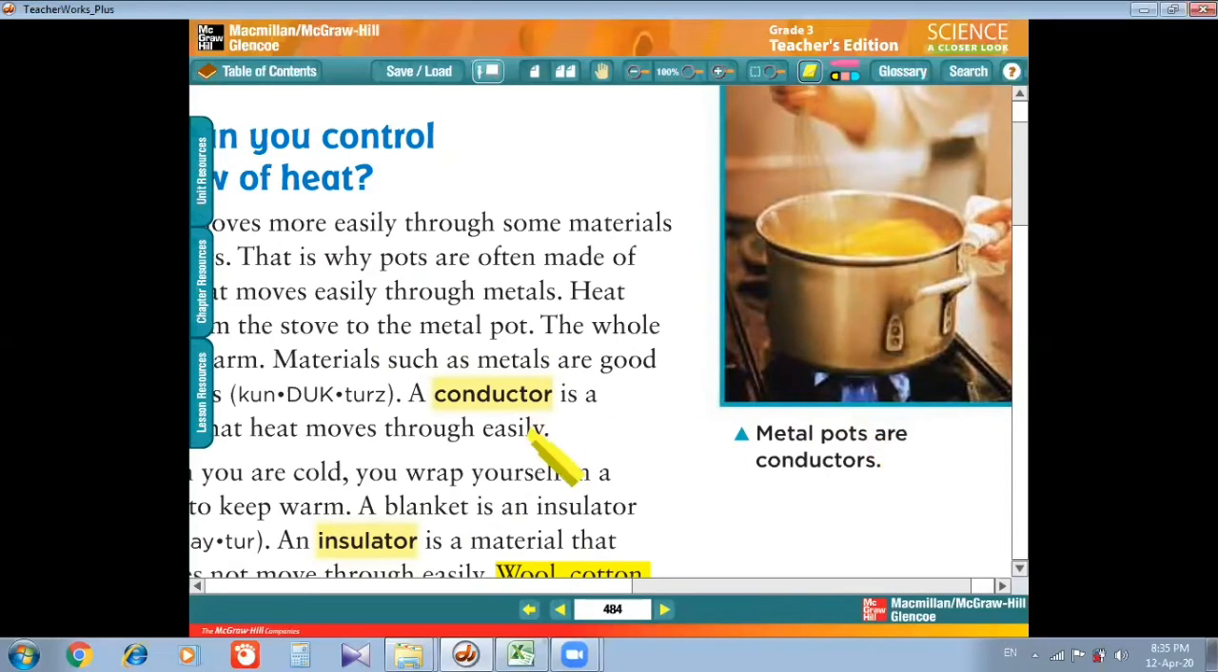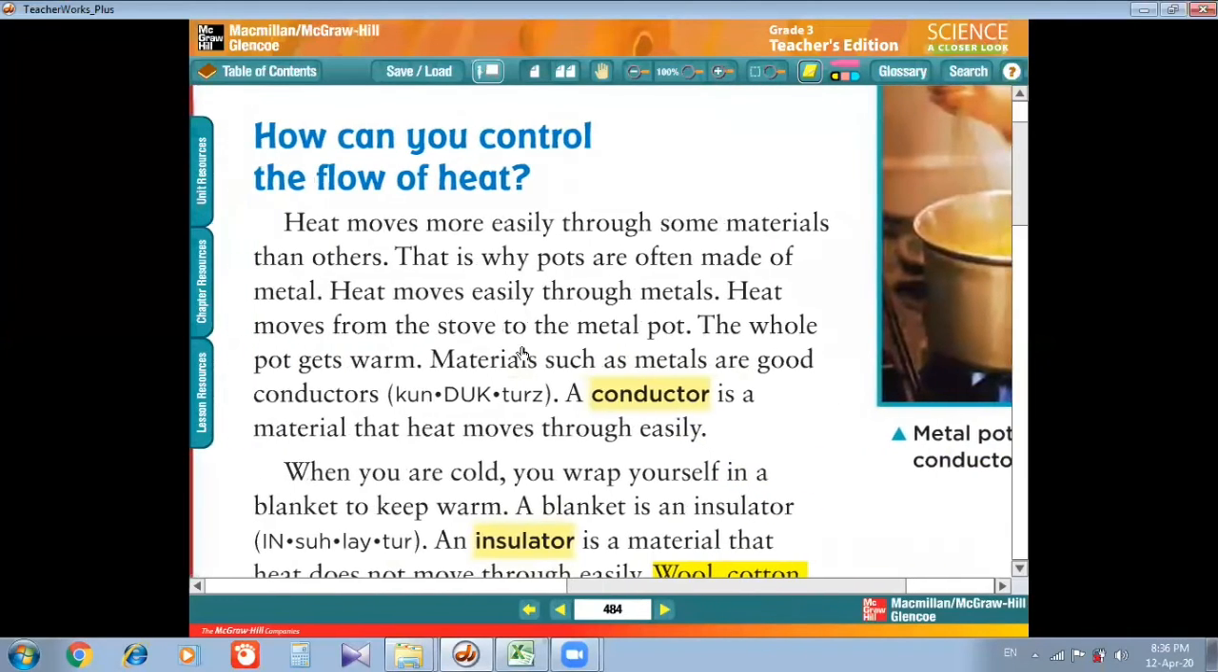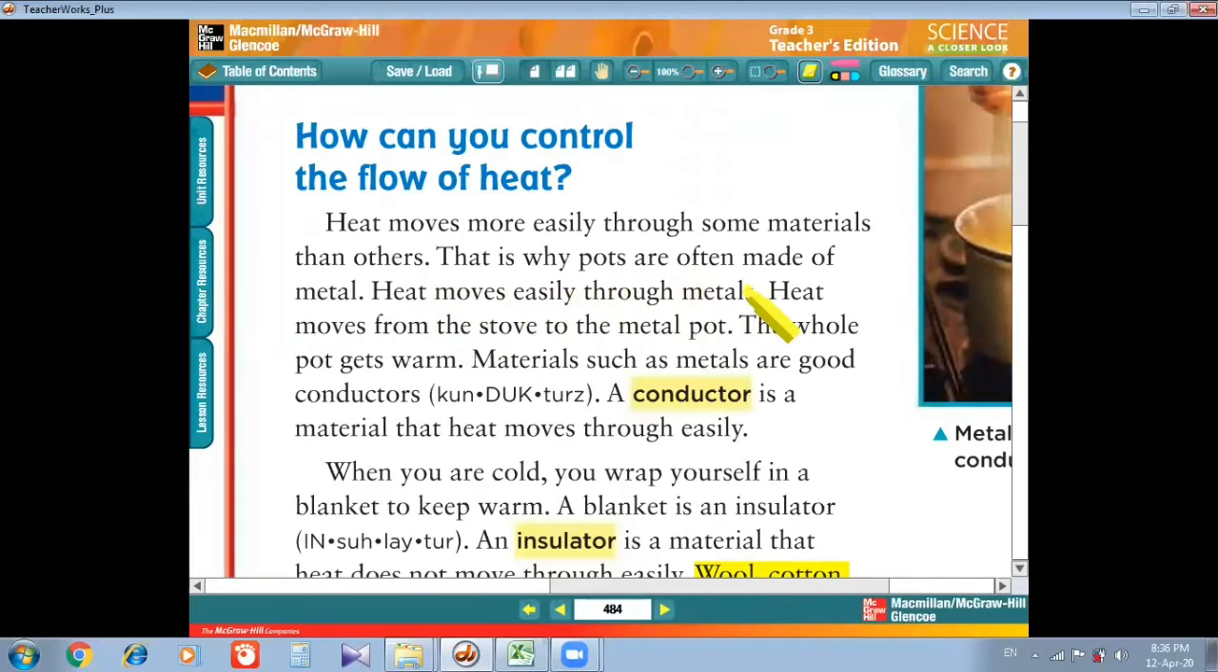Now what is a conductor? This we will discuss. They can transfer heat, they can absorb heat very quickly. Heat moves easily through metals. Heat moves from the stove to the metal pot, and the whole pot gets warm. The pot will get heat from the stove, and the whole pot will become very hot. Materials such as metals are good conductors.